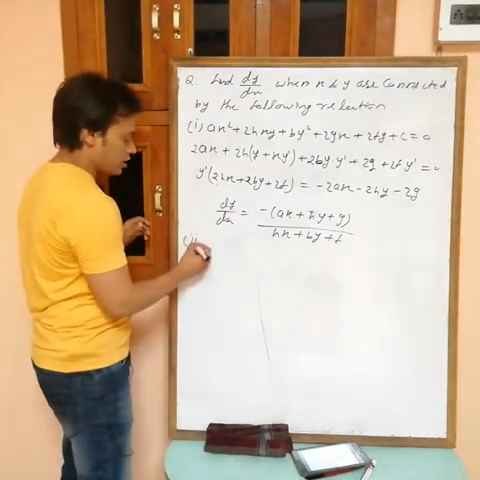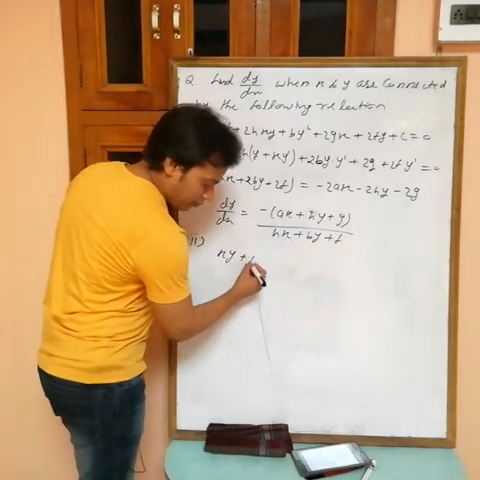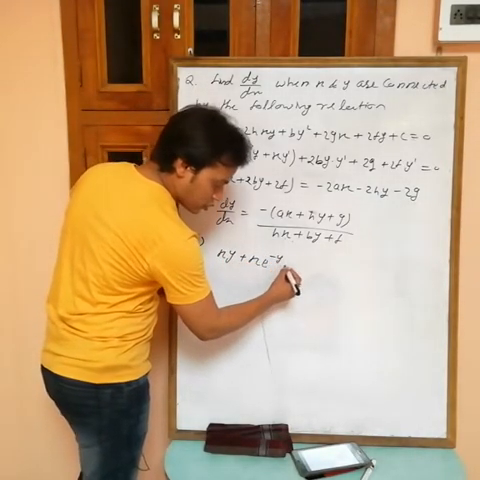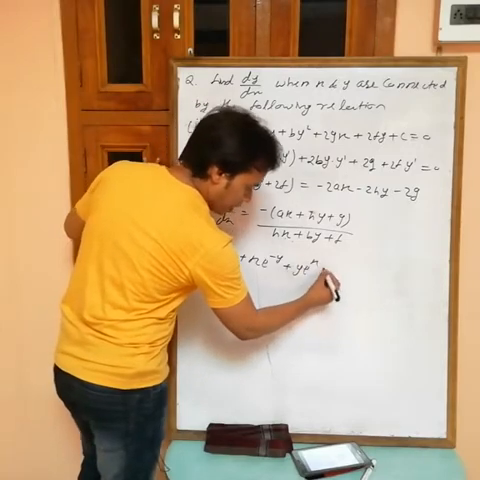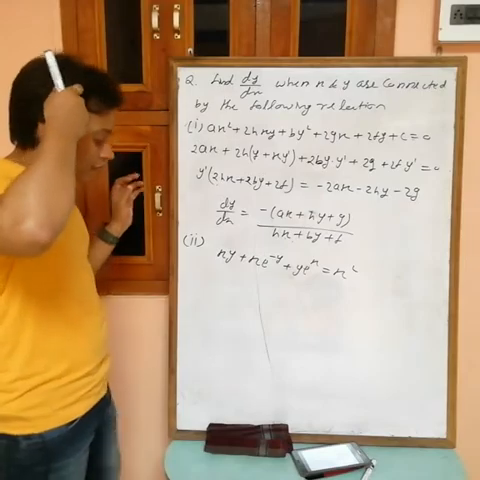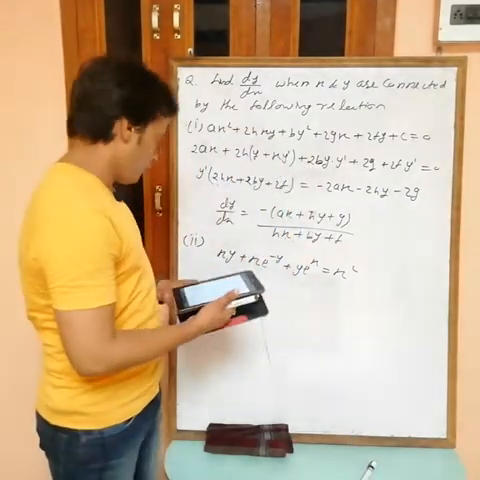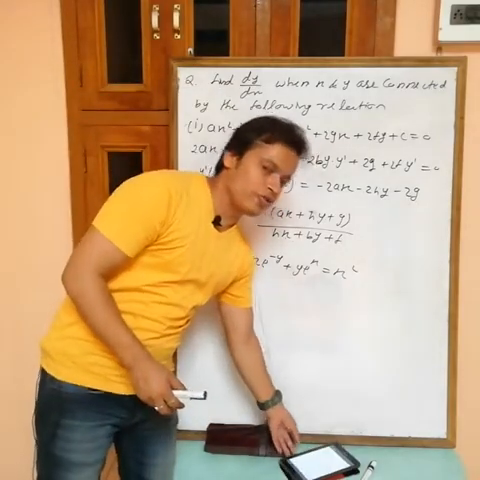Now try the second one. This is also simple. x into y plus x e power minus y plus y e power x equals x square. Now again, what do we want? We want the value of the same dy by dx. So find it out.